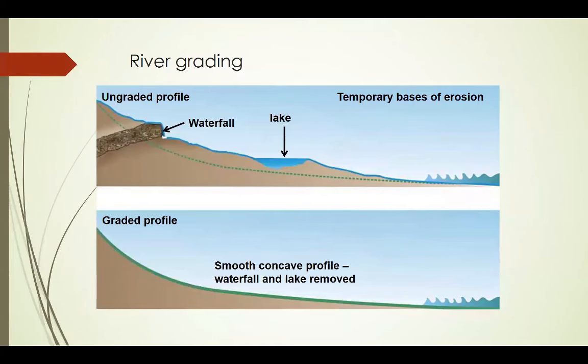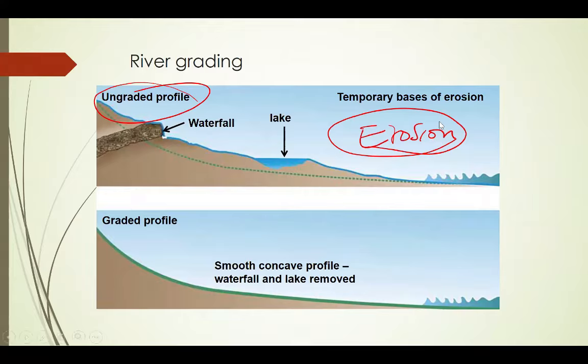Now, what we have here, we have river grading. We have an ungraded river. This is where you are going to have turbulent flow. Why do you say this river is ungraded? Because there are nick points along the course. And then there is dominant erosion. Erosion is dominant here because there are still obstacles along the course of this river.